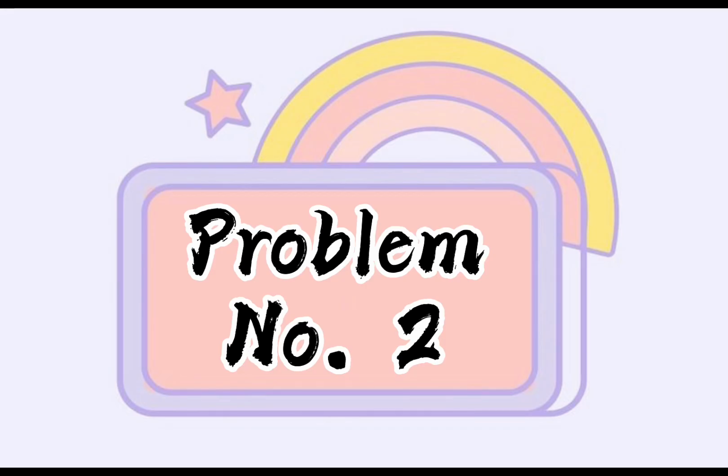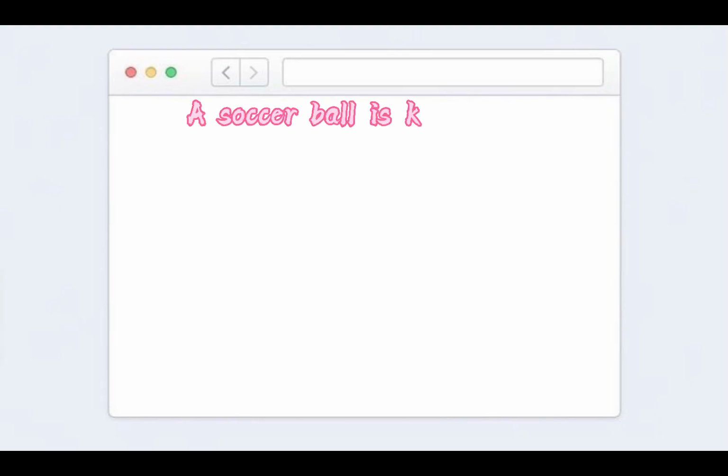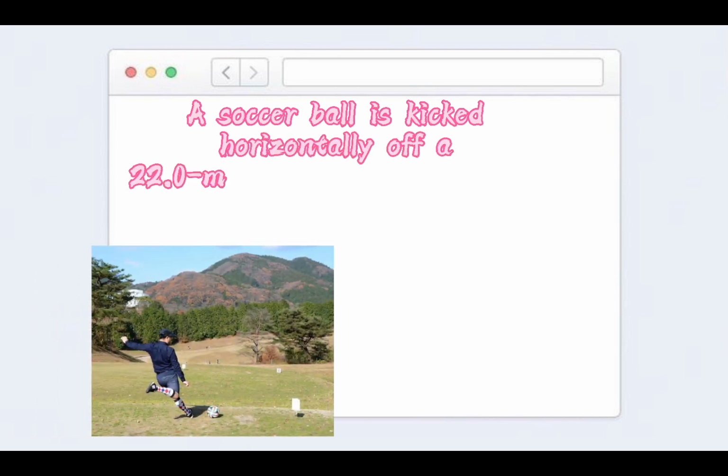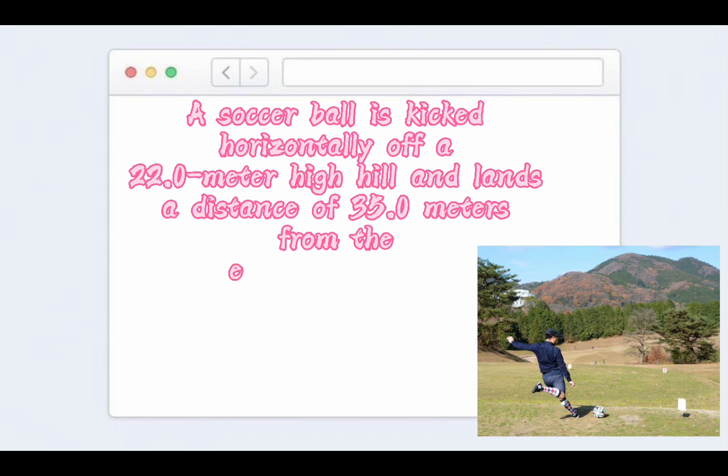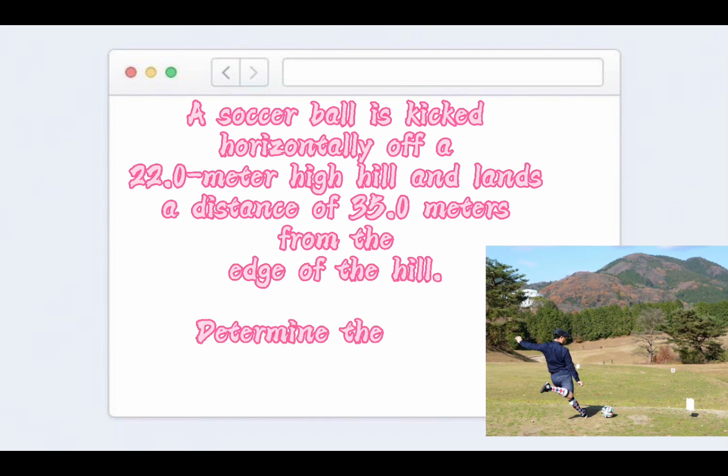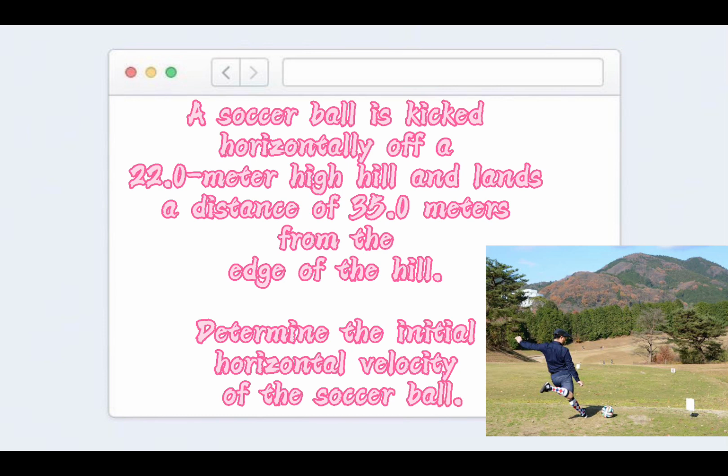Problem number 2. A soccer ball is kicked horizontally off a 22-meter high hill and lands a distance of 35 meters from the edge of the hill. Determine the initial horizontal velocity of the soccer ball.